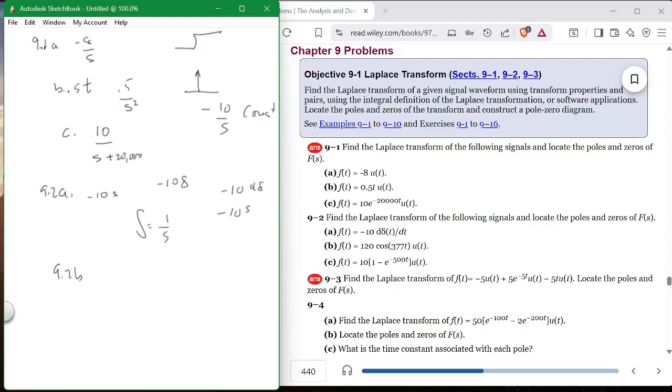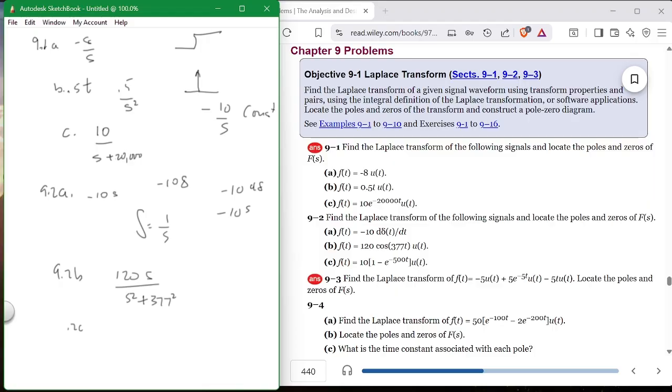9.2B. Would it be 120s over s squared plus 377 squared? Yeah. S squared, it's s squared plus 377 squared. Yeah, that's it. That's right. What you said? Yeah, good. Like I said, without a sheet in front of me, I'm kind of flopping around. But anyway, C, Kang. I don't have a sheet of paper. You don't have one either?